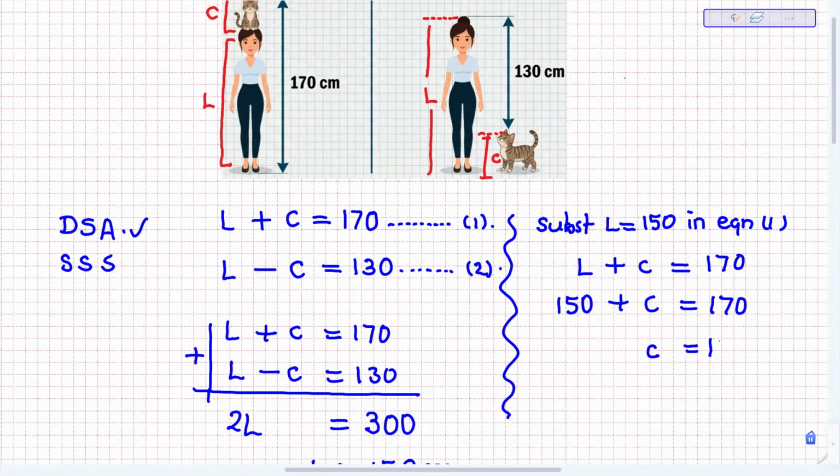Making C the subject by collecting like terms, we have 170 minus 150. So the next step is to simplify this. We just subtract and we get the value of C as 20 centimeters. This cat must be very tiny and small. Imagine 20 centimeters. This is how we get the height of this beautiful lady and the height of the cat.